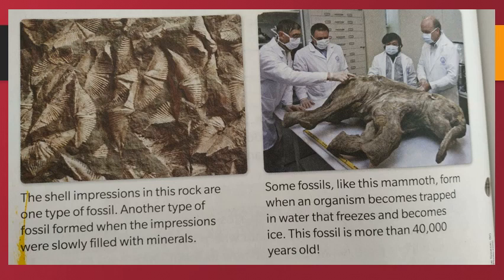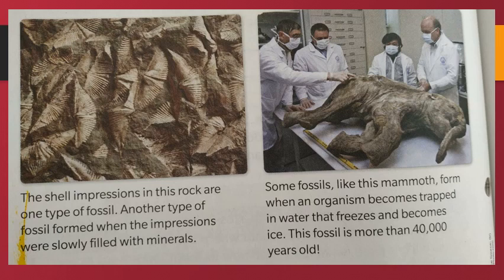Look at the first picture, which is about shell impressions. In the first picture you can see the shell impressions in the rock are one type of fossil. The impression or shape that has been created by a lot of pressure is one type of fossil. Another type of fossil formed when the impressions were slowly filled with minerals. So these are shapes that were created on rocks when, let's say, an animal died over the rocks, and after a lot of pressure the shapes were created. These are some examples.